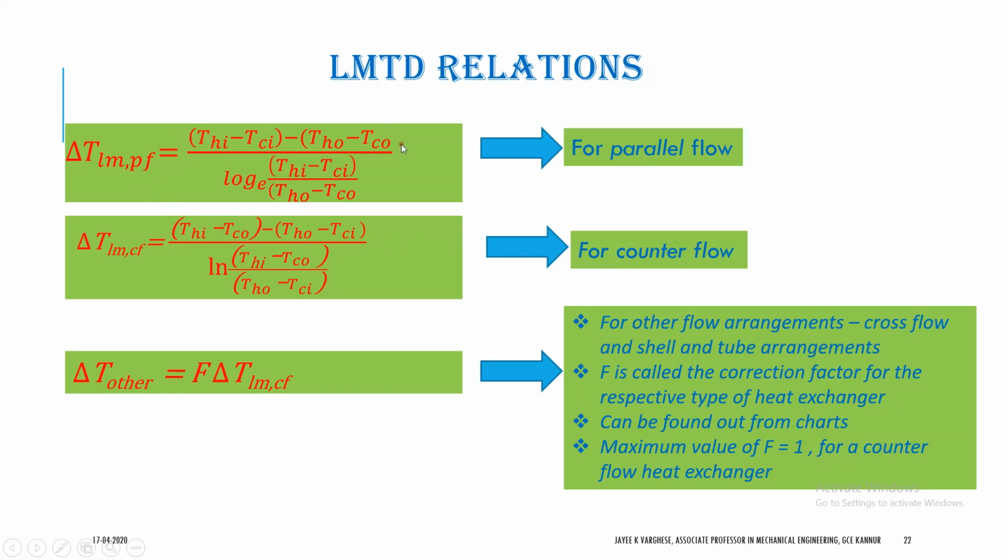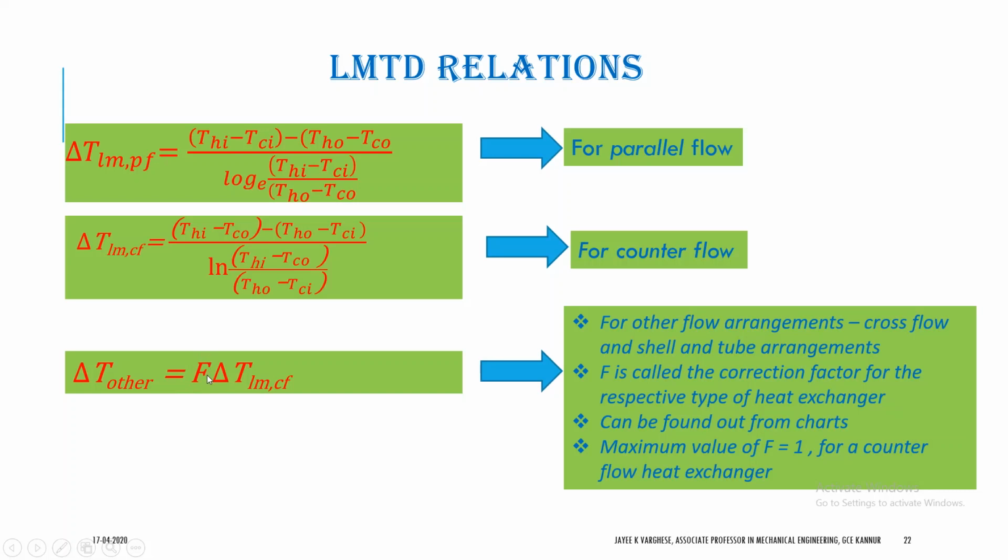Now in a problem, suppose we need to find the log mean temperature difference of other types of heat exchangers, like a cross flow heat exchanger or a shell and tube heat exchanger. In cross flow and shell and tube heat exchangers, we will modify the equation for counterflow by introducing a correction factor F.